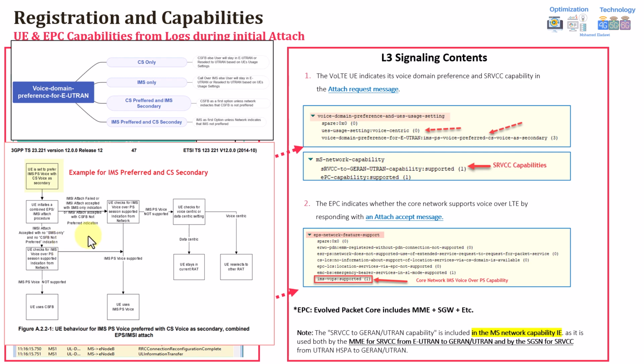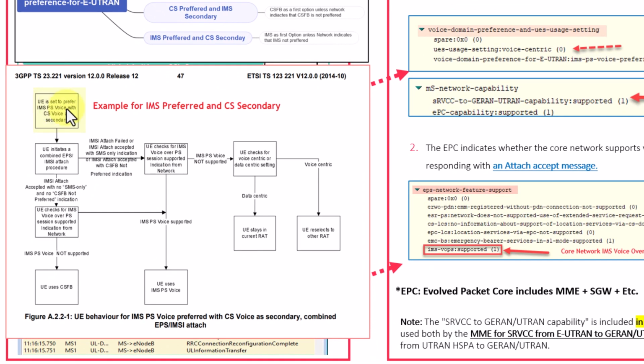So I just quoted one example from the 3GPP. As you can see here, the user initially sets his preferences as IMS PS voice with CS voice as secondary. So IMS is preferred and CS is secondary. So what will the network do? Initially, the user will send this message. So the user will initiate this combined EPS IMSI attach procedure.